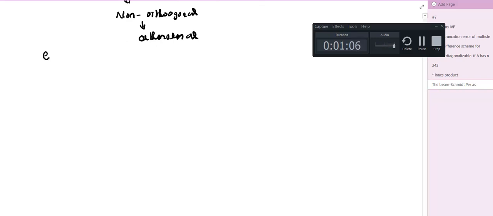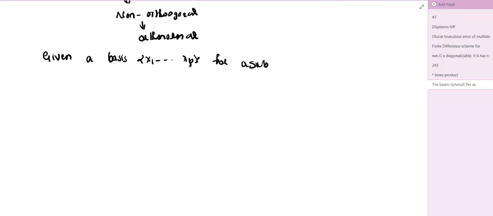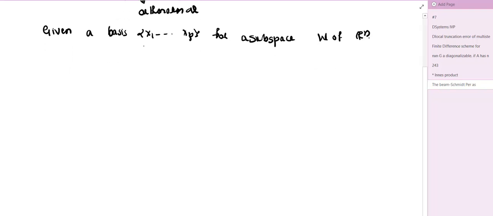So say given a basis, say x1 to xp, for a subspace, say W of Rn. Okay, so this is given. Now what we do is we try to convert these non-orthogonal vectors into orthogonal vectors by using the following algorithm.